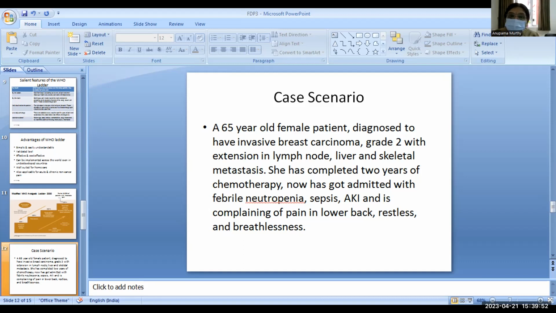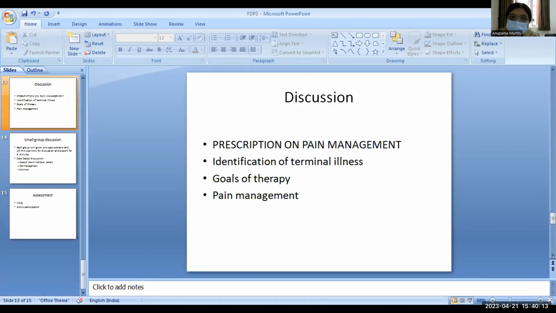So, a 65-year-old female patient diagnosed with invasive breast CA, grade 2, with extension in lymph nodes, liver and skeletal mets. She has completed 2 years of chemotherapy. Now she has been admitted with febrile neutropenia and sepsis, AKI, and is complaining of pain in the lower back, restlessness and breathlessness. During the discussion, we can ask them to write a prescription on the pain management. Then we'll collect all the prescriptions and evaluate them.